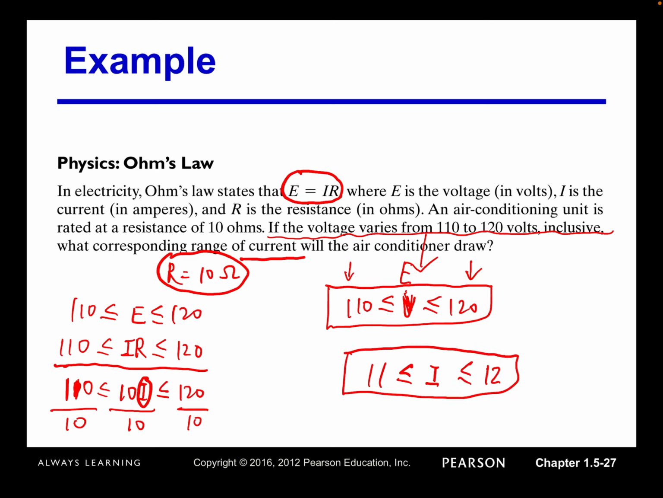So that's how we solve this combined inequality. And then we can answer the question, right? The corresponding range of current will be 11 ampere to 12 ampere. Okay, the current unit should be amperes, right? So that's how we utilize combined inequality, solve a physics problem. And I think that's the last slide of 1.5.